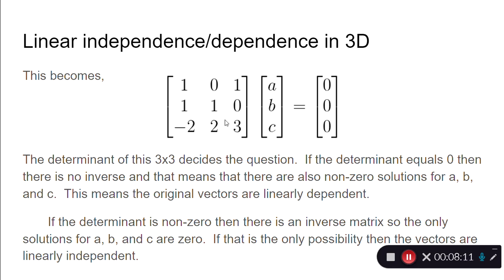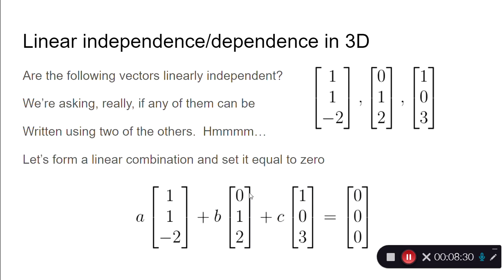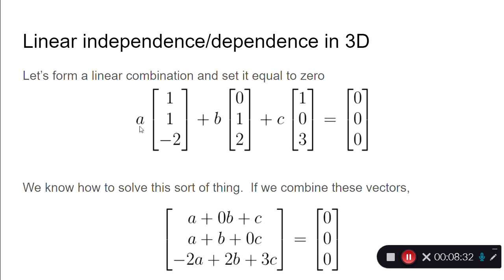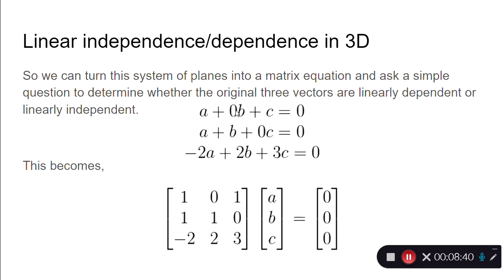The determinant of this 3 by 3 matrix decides the question. If the determinant equals 0, then there's no inverse, which means that there are also non-zero solutions for A, B, and C. That means the original vectors are linearly dependent. Because, going back a little bit, if there are non-zero solutions for A, B, and C, then there's a way of writing one of these vectors using the others. They're dependent.